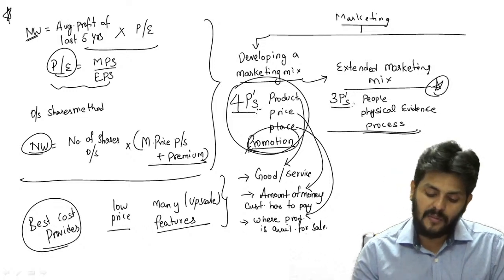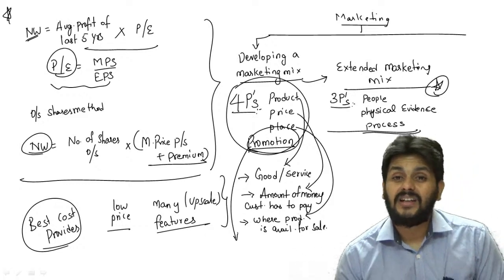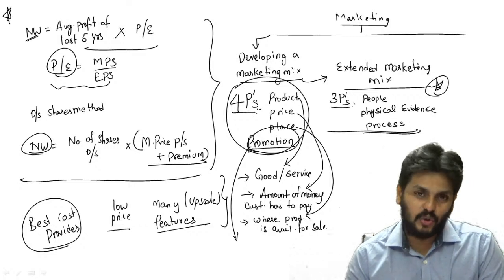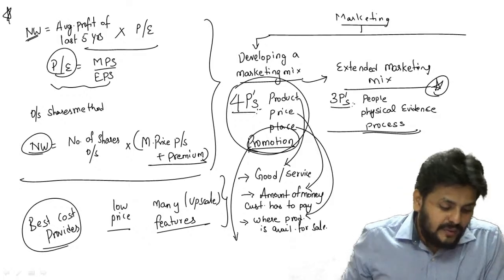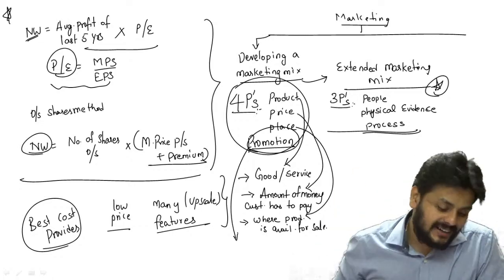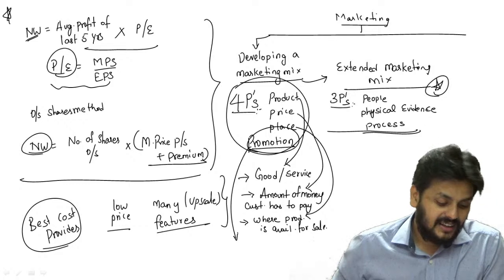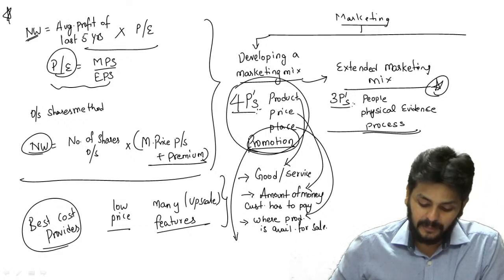And there are 4 forms of promotion. Do you remember anything of that? 4 forms of promotion? Or am I asking too much? Let's see how many people answered this one. 4 P's, many people answered. 3 P's, the number of people who answered has come down. Now, if I'm asking about the different forms of promotion, let's see how many people answer.